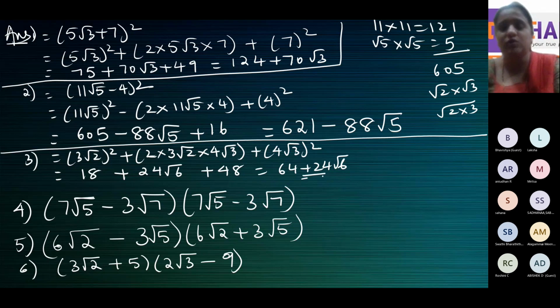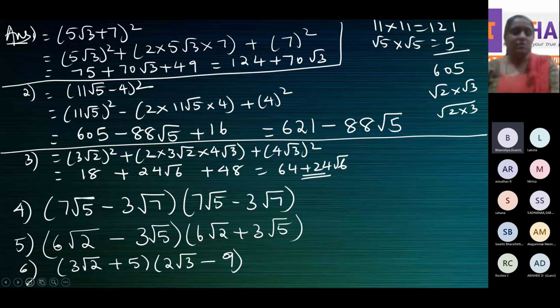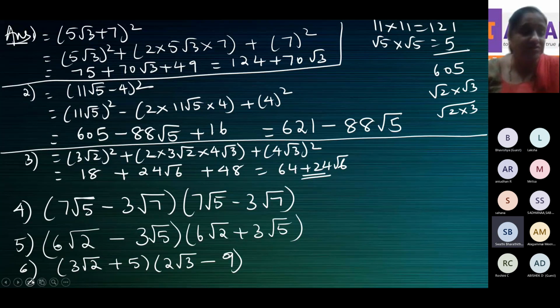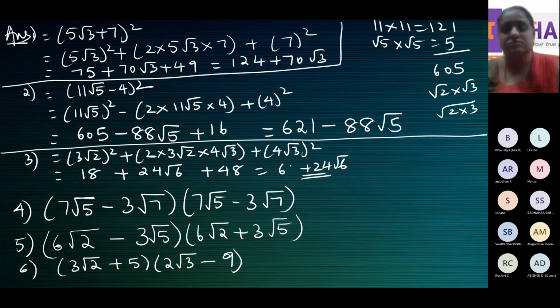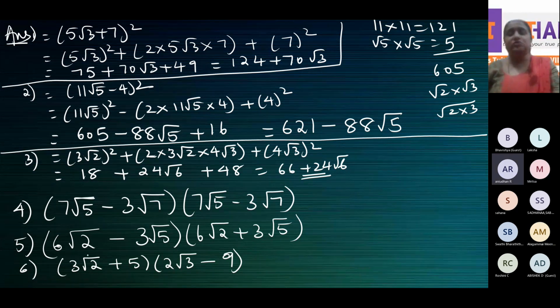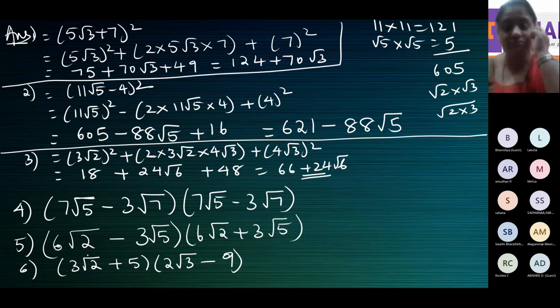Aniruddhan, you got this? 66 plus 24 root 6? I'm 66, ma'am. Oh, 66, sorry, 66. All of you got this? Yes, ma'am. Very good. Okay, continue, children. Please continue.